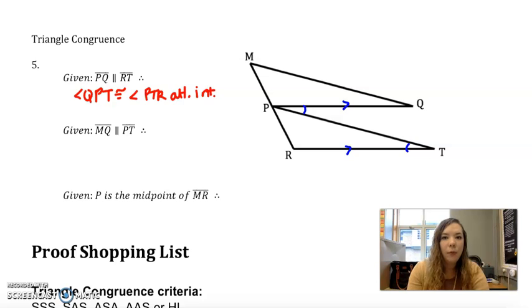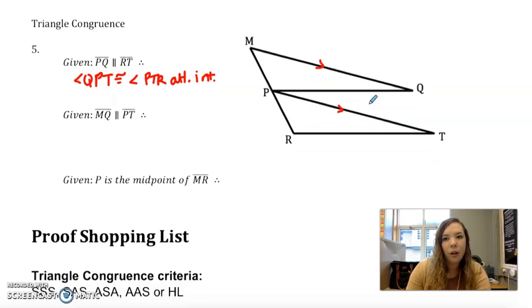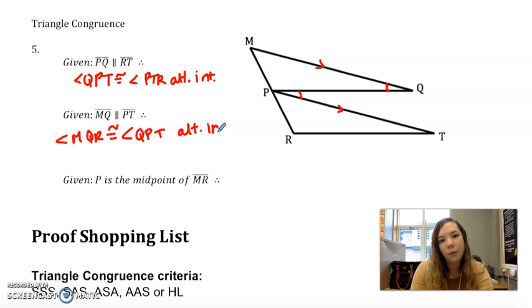Okay, given MQ is parallel to PT. So now I'm looking at this being my transversal. Let's see. Okay. So if this was my transversal of these two parallel lines, I believe this angle and this angle would be congruent because they're alternate interior. So similar reason, MQR is congruent to QPT by alternate interior angles.